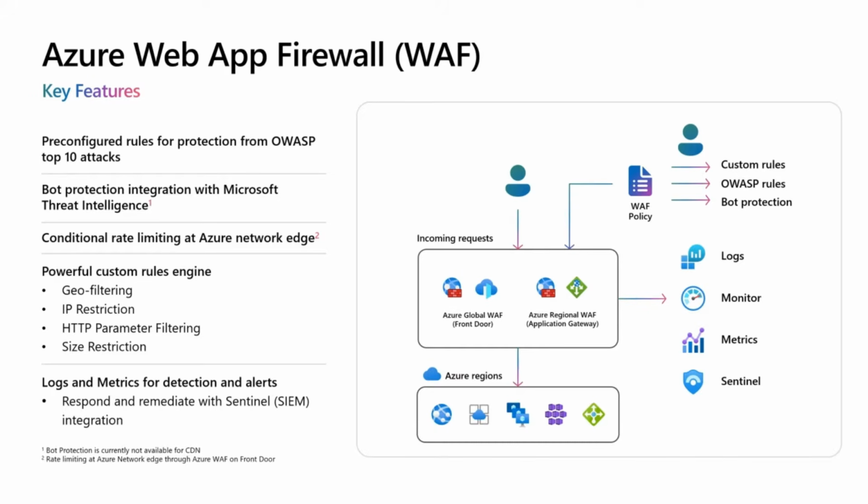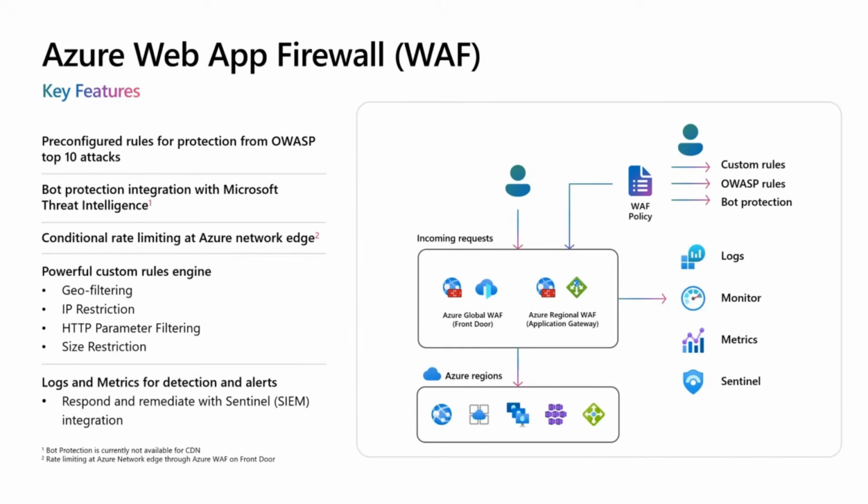So the custom rules allow you to define your own logic based on various parameters: HTTP parameters, headers, cookies, or query strings. And this gives you fine-grained control over how traffic is evaluated and filtered. Within these custom rules, you can configure geofiltering, and this allows you to block or allow traffic based on geographic location. This is useful for compliance or also to reduce exposure to high-risk regions.